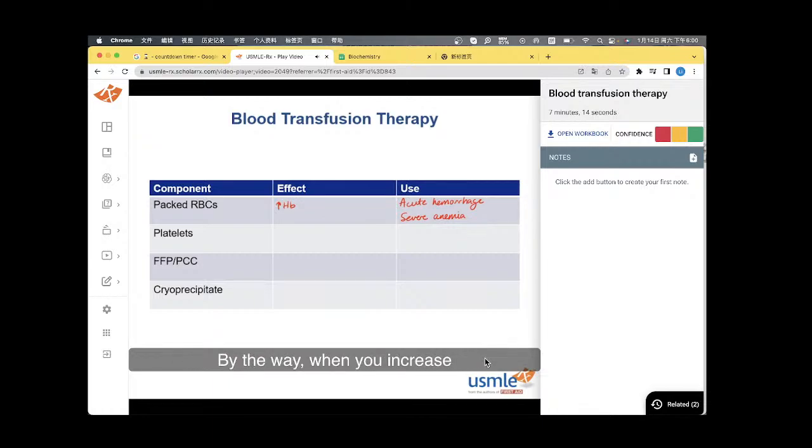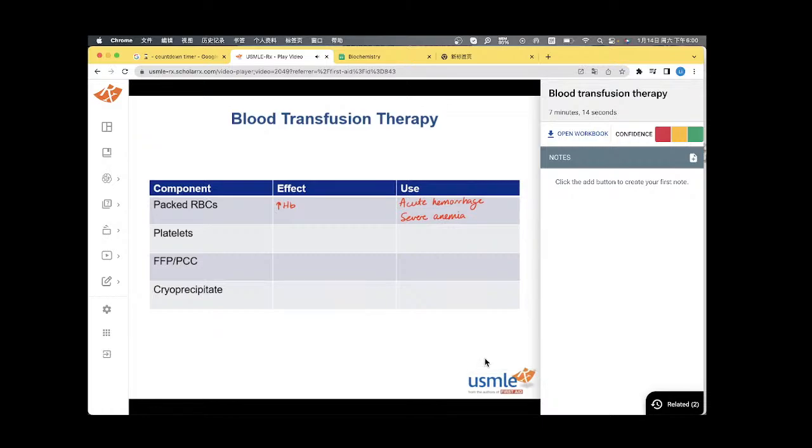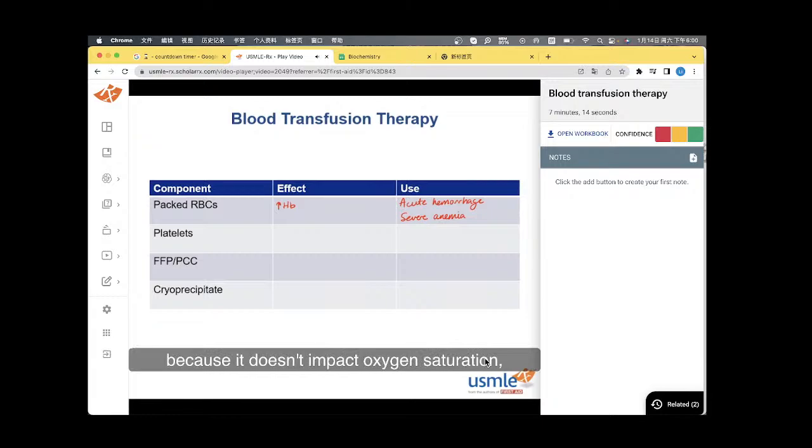By the way, when you increase the amount of red blood cells in the bloodstream, how does it impact oxygen saturation? Well, that's a trick question, because it doesn't impact oxygen saturation. But what it does impact is oxygen carrying capacity. And these are two different terms. Oxygen saturation refers to the ability of hemoglobin to bind oxygen more easily. And by just giving more red blood cells, you're not actually changing the ability of hemoglobin to bind oxygen.